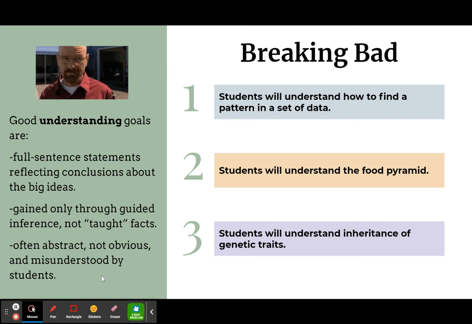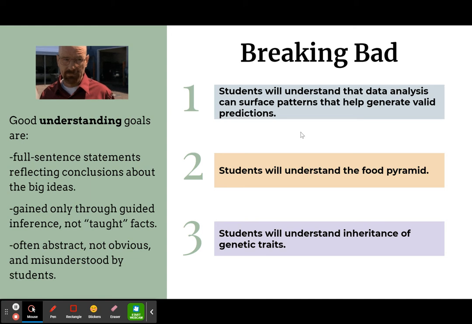All right, so hopefully you've written some amazing understanding goals based upon these three that we have here. Our very first one, here's mine. Our very first one is this. Students will understand how to find a pattern in a set of data. That's not really a full sentence statement about a conclusion, about a big idea. It's more of just like a skill. They'll know how to find a pattern. So I phrased it like this.